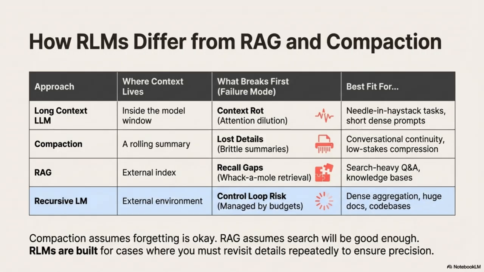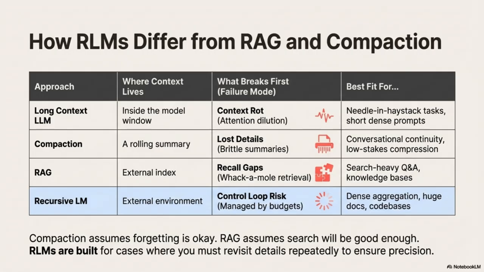First, compaction and summarization. That approach is fundamentally lossy. It tries to squeeze a giant document into a smaller summary. But it's assuming the details it throws away aren't critical. Exactly. And for dense aggregation tasks, like calculating tax liability from 1,000 pages of policy, losing details means you're guaranteed to get an unreliable answer.